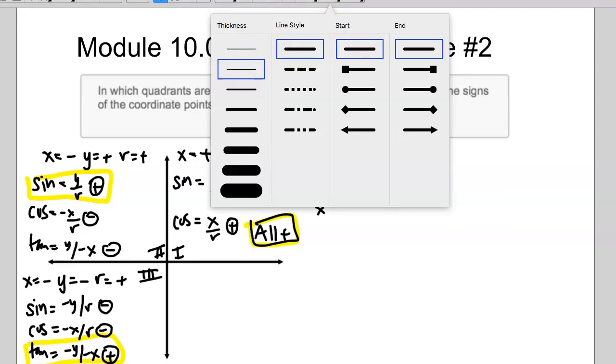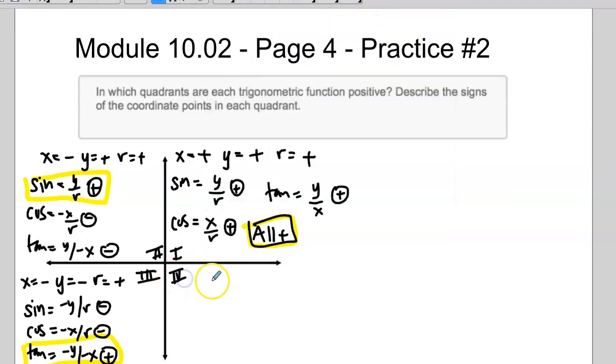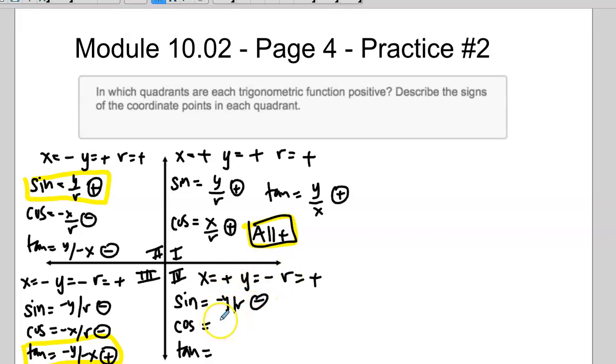And then our last quadrant, which is quadrant 4, our coordinate signs: x is always going to be positive, y drops down to the negatives, and then the radius is still always positive. So last quadrant, let's see what our signs come up to be. So sine, cosine, and tangent. So sine, in this case, would be negative y over r, which is a negative value. Cosine gets to be positive x over positive r, which is positive, and then tangent becomes negative y over positive x, which is negative. Negative divided by positive is negative.